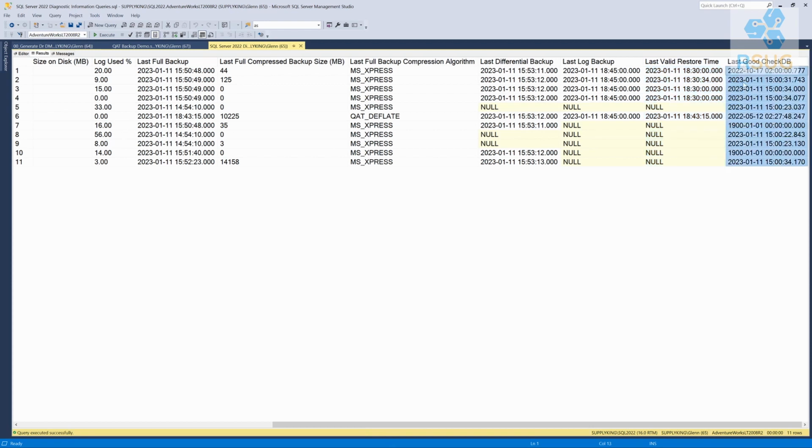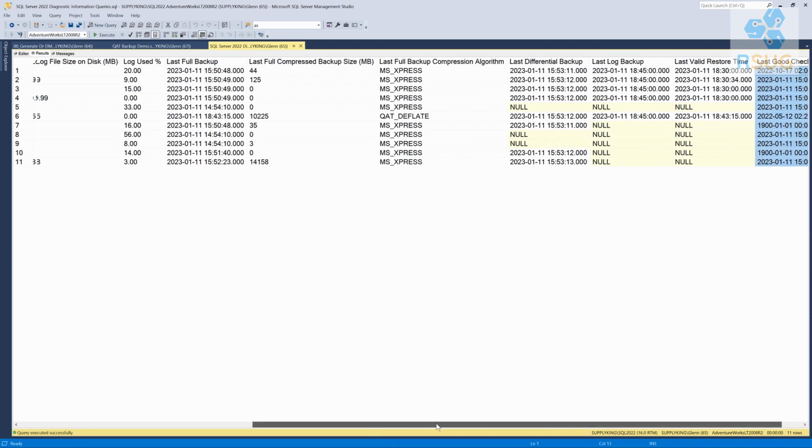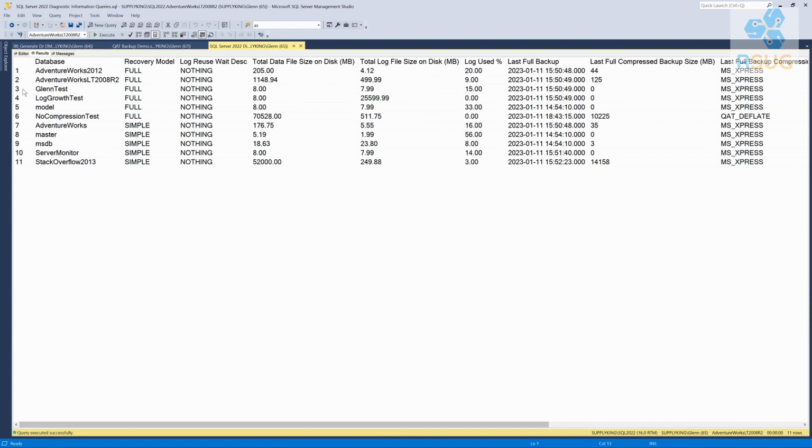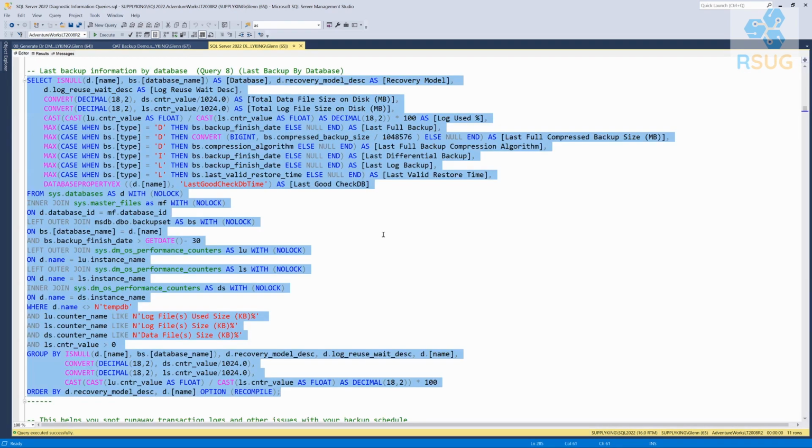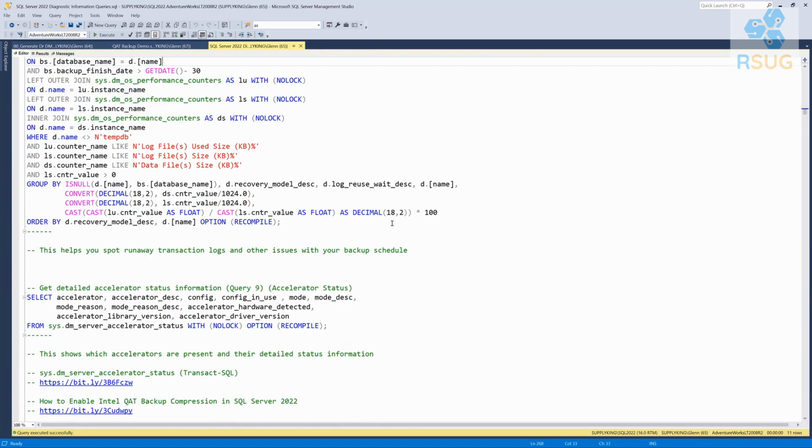And then this shows you the last time that CheckDB was run. So that's a good, quick and dirty overview of what's going on with your databases. And paying attention to this will help you catch things before they cause big problems.